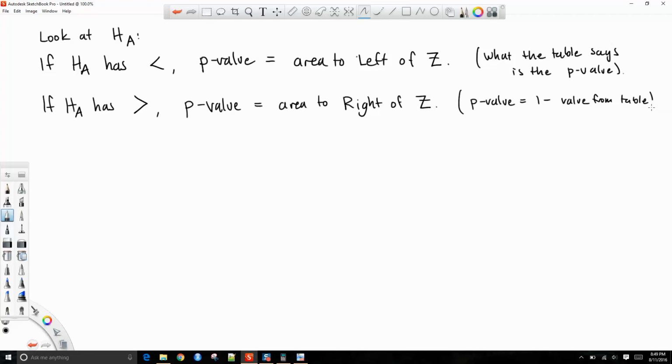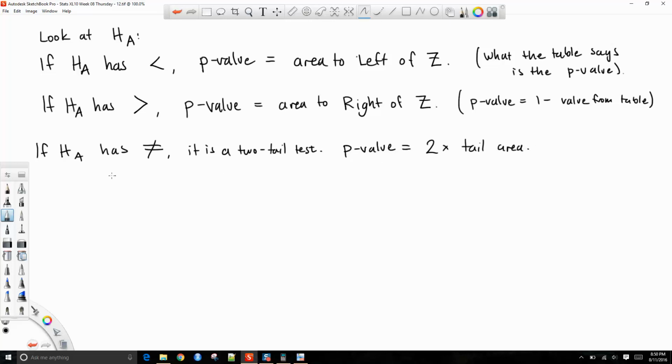Can you just change the z-score from plus to negative? Yes, that's also a perfectly valid way to do it. Okay, and if the alternative has a not equal sign, then we have a two-tailed test. So our p-value is equal to 2 times the tail area.